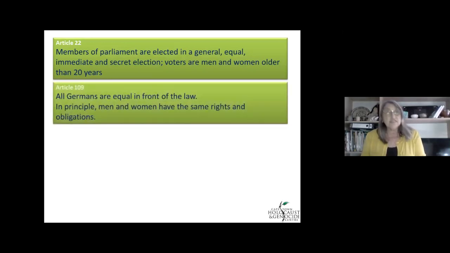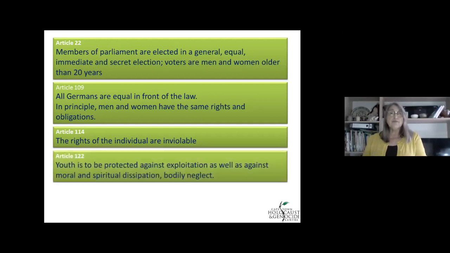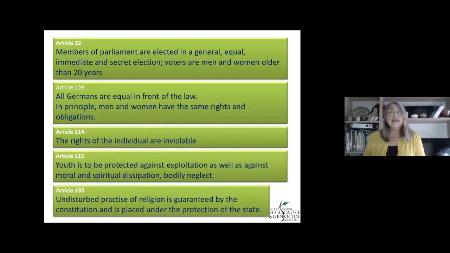Also, everyone was equal before the law, whether you were a male or a female. You had the same rights, but you also had the same responsibilities and obligations to behave yourself within the law. Individuals' rights were inviolable. They could not be violated. They could not be damaged. Youth was to be protected in all spheres of their lives. And religion could be practiced freely and under the protection of the state.